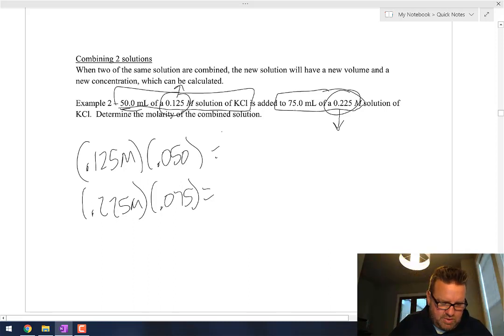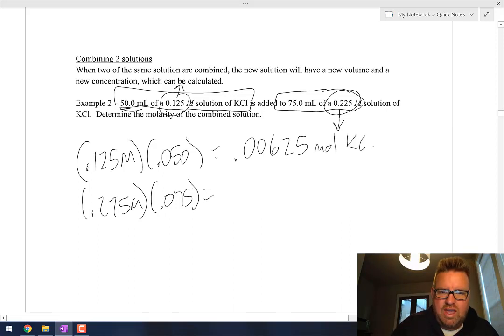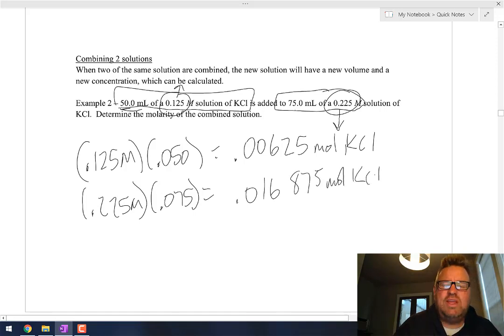So 0.125 times 0.050 equals, and again, I'm not worried about significant figures here. So 0.00625 moles of KCl in this one. And for the other one, 0.225 times 0.075 equals, I feel like I screwed up there. Oh yeah, I hit divided by, times 0.075 is 0.016875. So all total, how many moles of potassium chloride do I have?